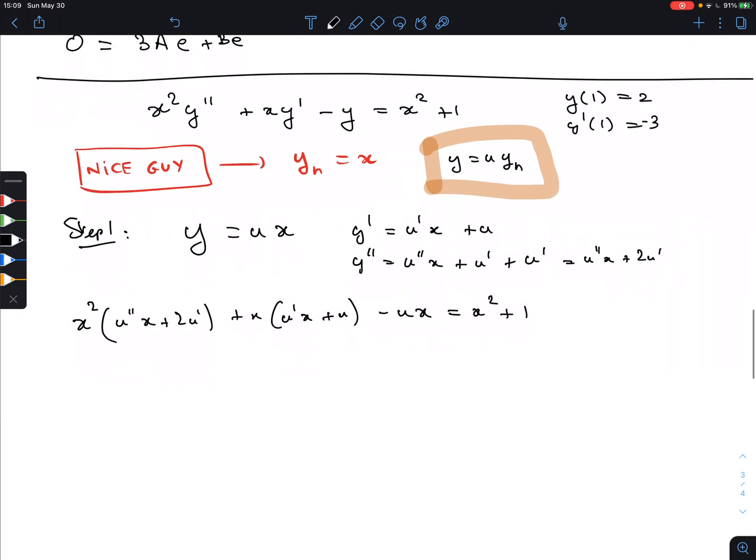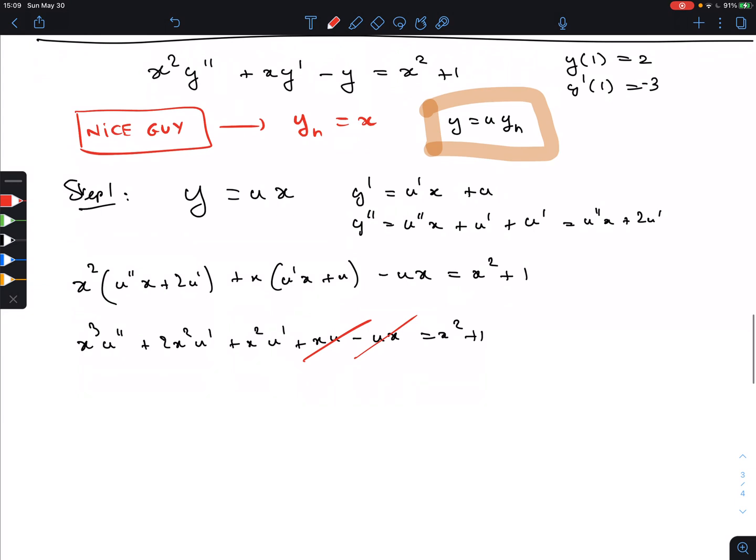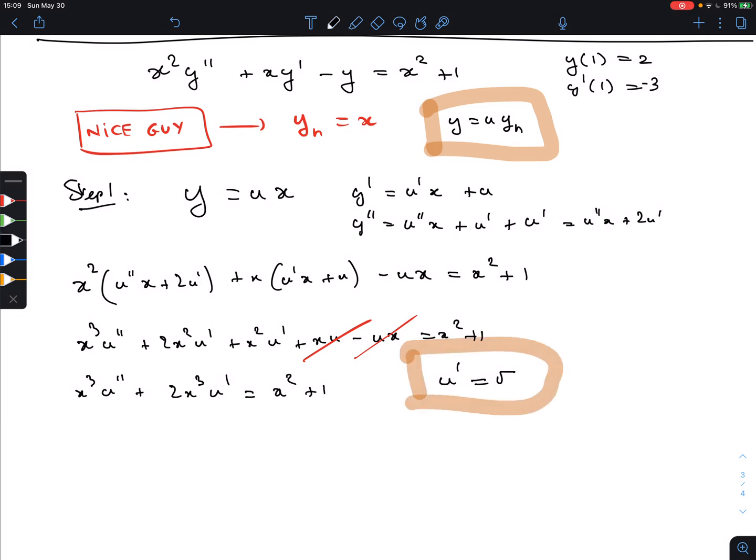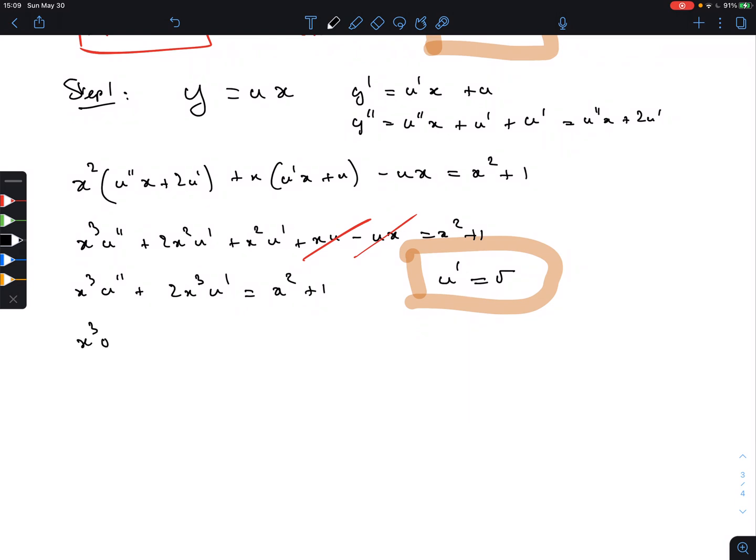Let's see. If we calculate, this is x cubed u double prime plus 2x squared u prime plus an x squared u prime plus an xu minus an ux. That's exactly what I wanted to cancel. What I'm now left with is x cubed u double prime plus 2x cubed u prime equals x squared plus 1. So I'm going to put u prime equal to v. Let me box this so that I later see where this comes from. And this becomes therefore x cubed v prime plus 2x cubed v equals x squared plus 1.